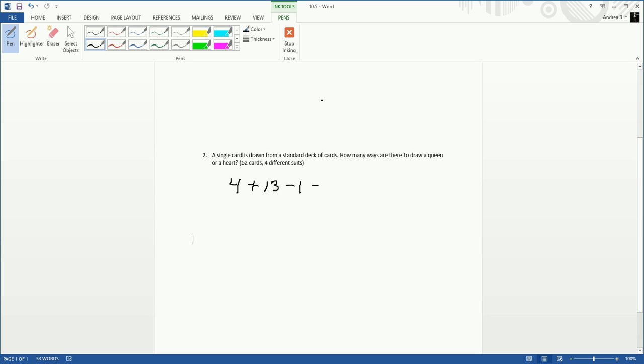So this is a case with an or type of statement. So you add together each of those cases and then subtract off anything that they have in common, so that way you're not double counting any of those. So the 4 plus 13, we get 17, minus 1 gives you 16 for your total there.